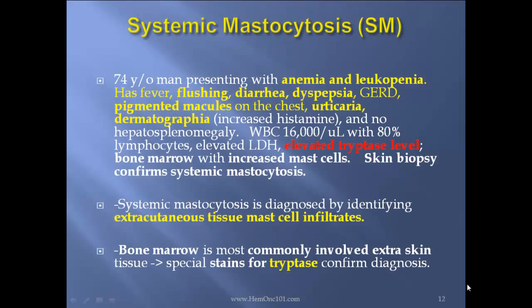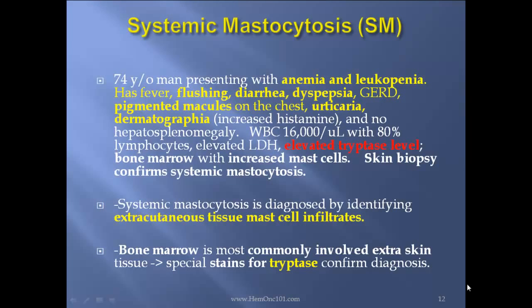Systemic mastocytosis. 74-year-old man presenting with anemia, leukopenia, fever, flushing, diarrhea, dyspepsia, GERD, pigmented macules on the chest, urticaria, and dermatographia due to increased histamine. No hepatosplenomegaly. WBC 16,000 with 80% lymphocytes, elevated LDH, and elevated tryptase levels. Bone marrow with increased mast cells. Skin biopsy confirms systemic mastocytosis.